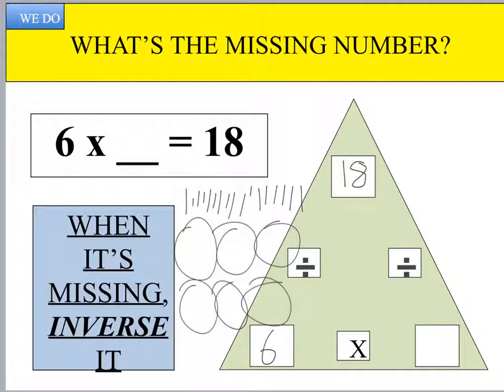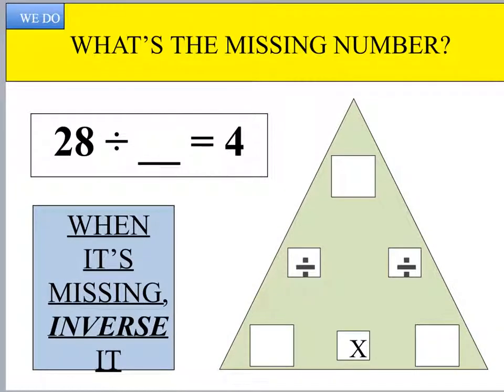So what did you put? Well, for me, I did the division. 18 divided by 6 equals, and I know that answer is 3. You might have gone 6 times what equals 18, and you might have said 6 times 3 equals 18. Rub those numbers out. Here's your next question. Your next question is 28 divided by what equals 4?